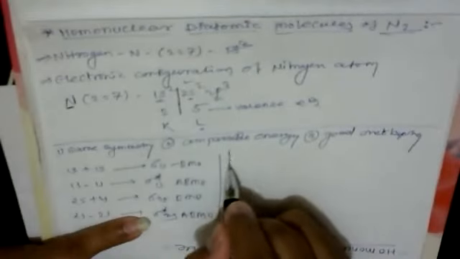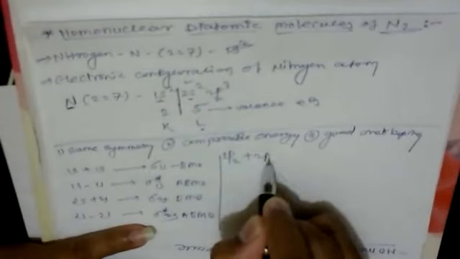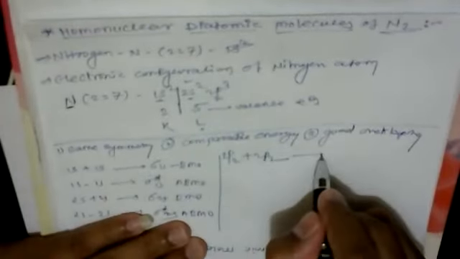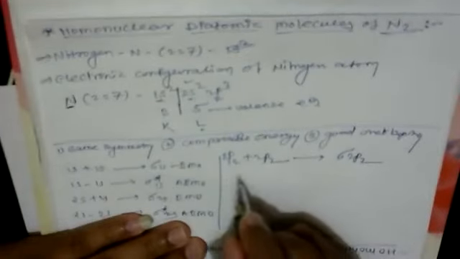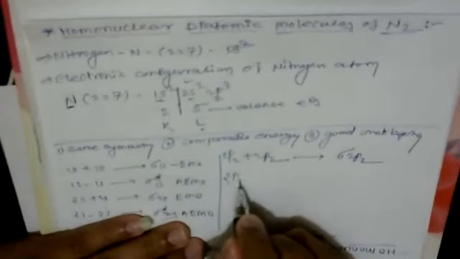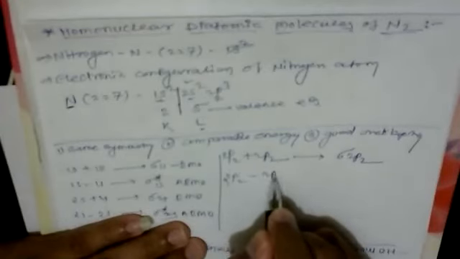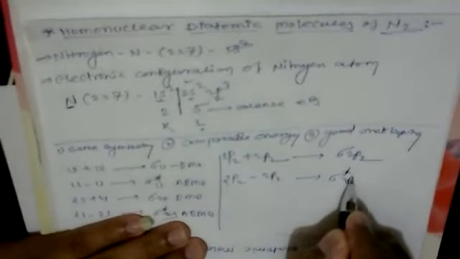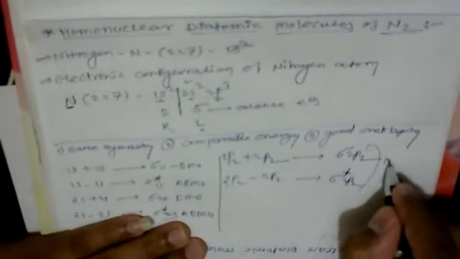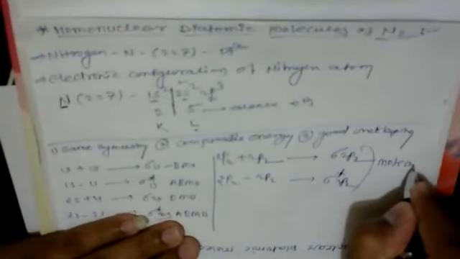Then take the p orbitals. P has 3 orbitals. The first is 2pz, which overlaps with the 2pz to form sigma 2pz. There is a positive overlap, and a negative overlap forms sigma star 2pz. It lies on the molecular axis of the pz orbital. Therefore, it is a sigma bond, and a sigma bond is formed by axial overlapping.